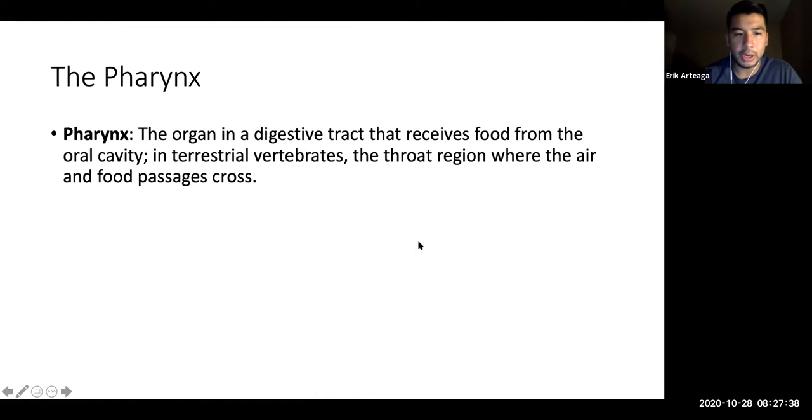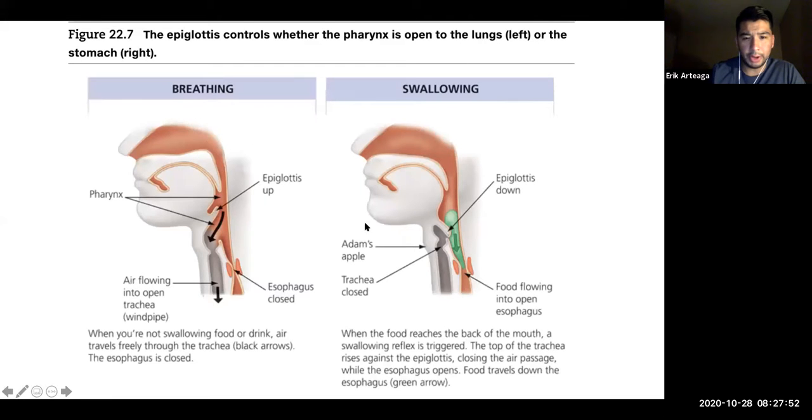Okay. So pharynx, the organ in the digestive tract that receives food from the oral cavity. In terrestrial vertebrates, it is the throat region where the air and food pass across. So the pharynx is going to be kind of grouped together with the upper respiratory tract as well. So here we have the epiglottis. This is going to be important for making sure that when you swallow something, it doesn't go down to the trachea. Okay. So the trachea is protected by the epiglottis.